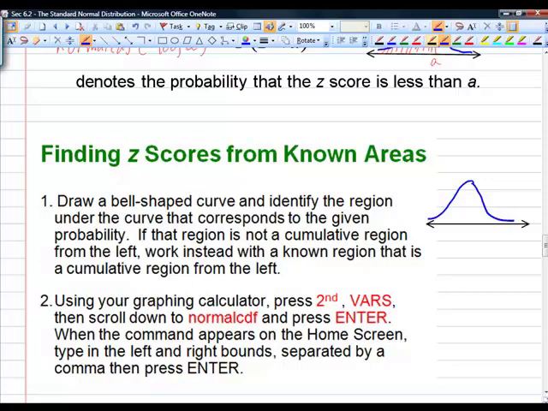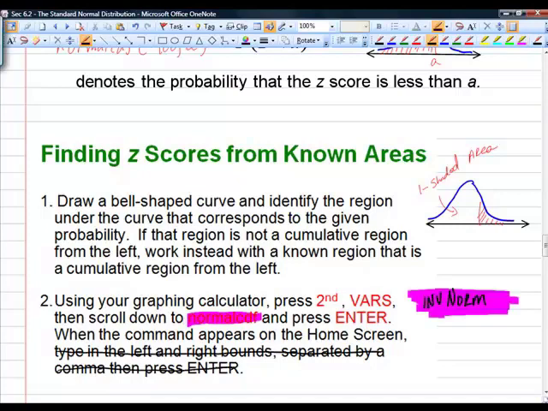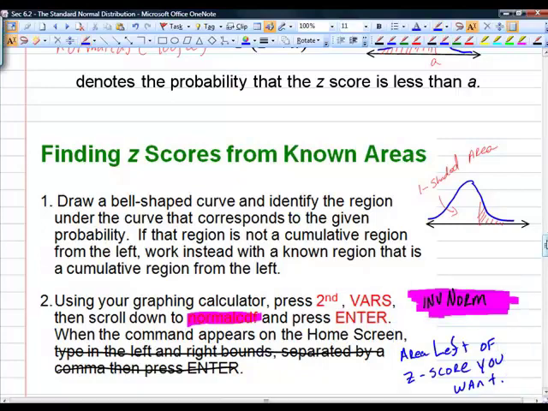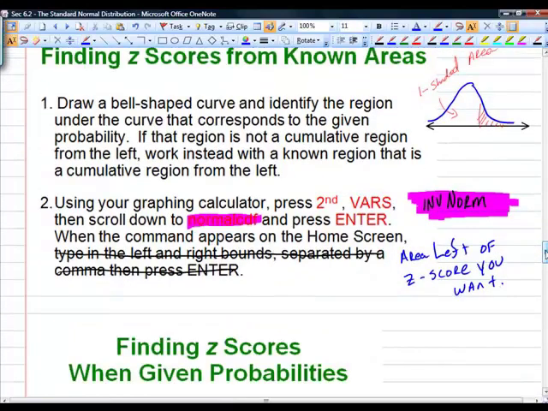For example, if I wanted to find the area over here to the right, my calculator is going to use the probability over here. And this area is going to be 1 minus the area to the right. This is wrong. This right here is not normal CDF. That should be inverse norm. So when the command appears on the home screen, what you're going to type in is the area to the left of the z-score you're looking for. Sorry, I was in a hurry when I made out these lecture notes. I will have to fix that for later lectures.